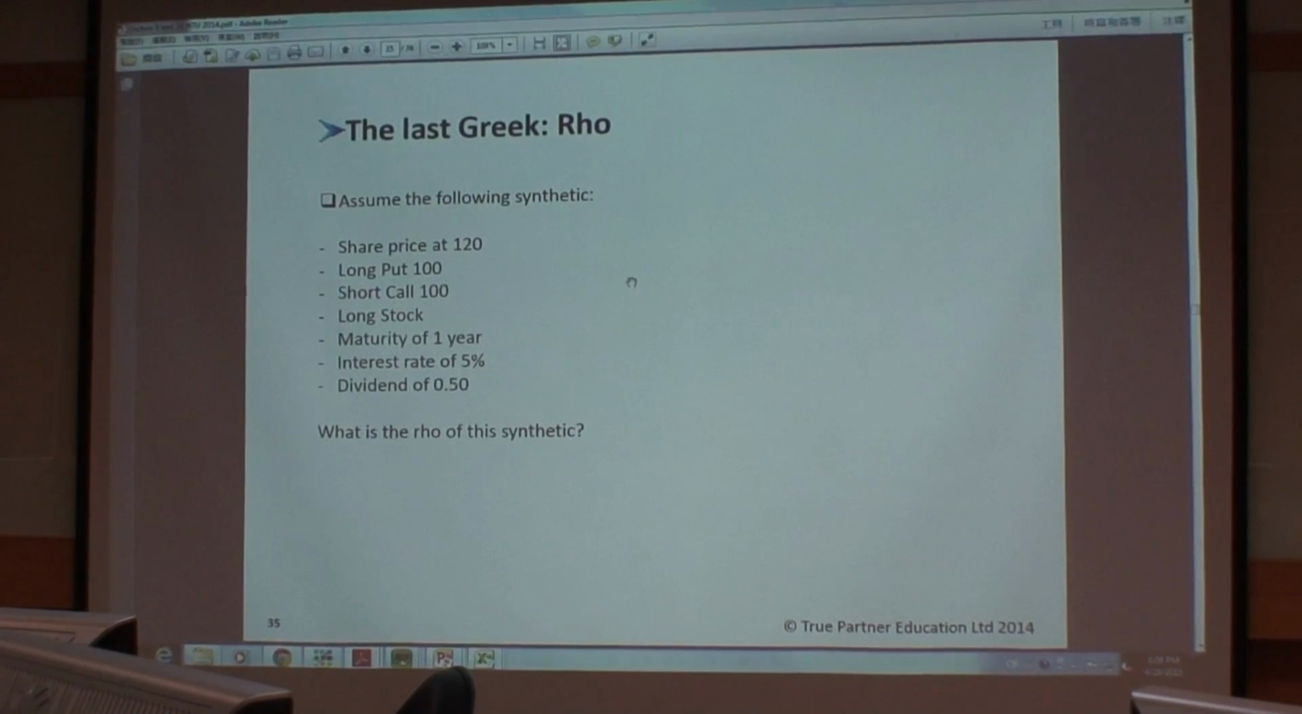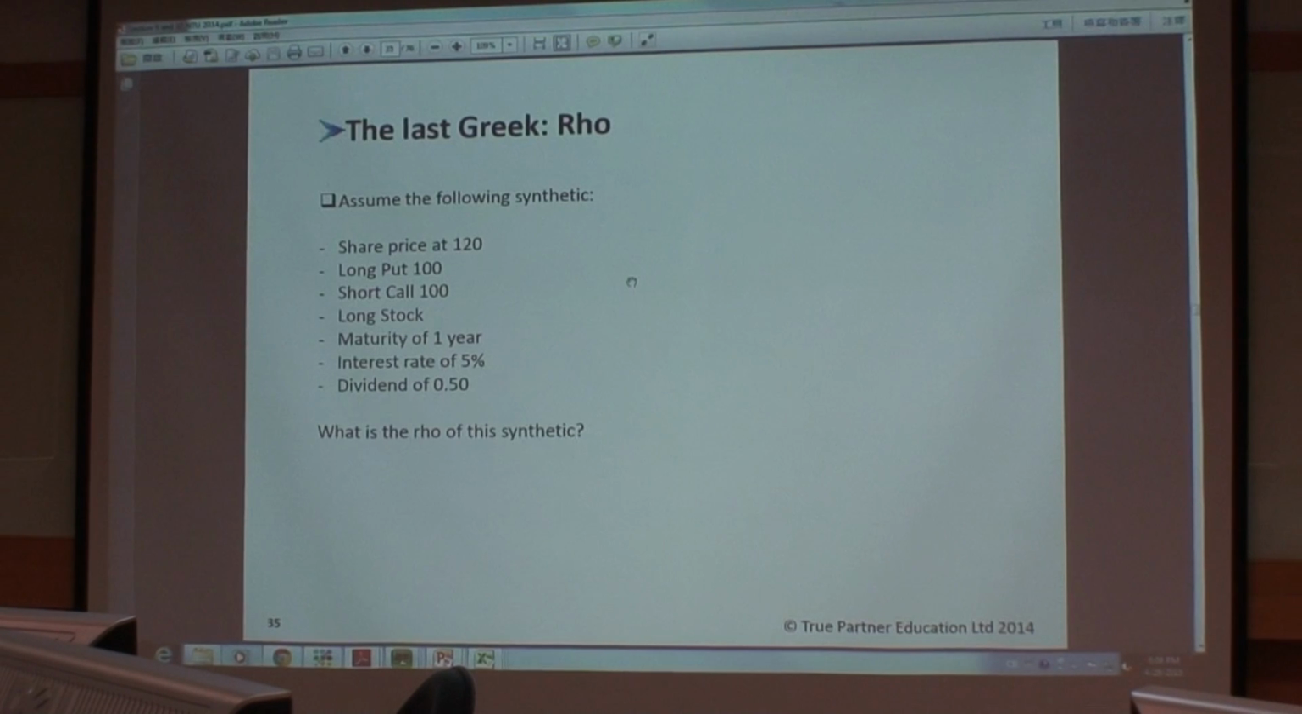Okay, let's do this one. So my share price is 120. I own the 100 put, I sell the 100 call, I buy stock. 1 year to expiry, 5% interest, 50 cents dividend. So how do I calculate the rho?